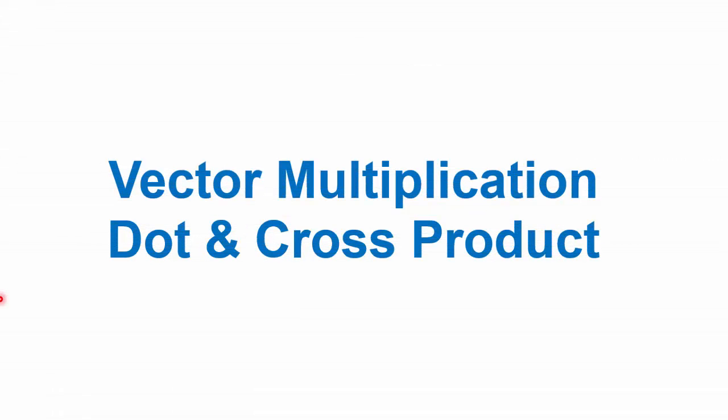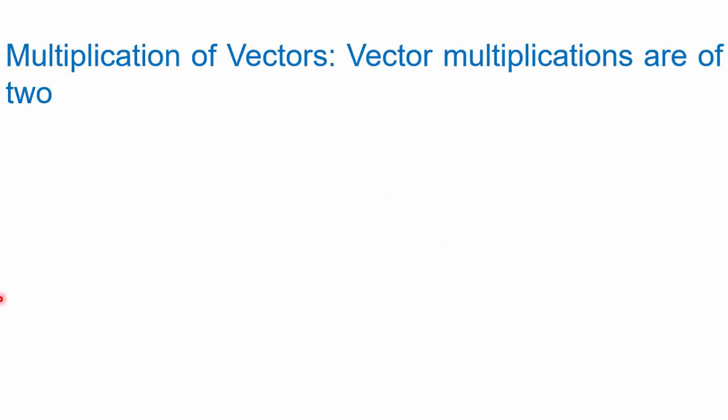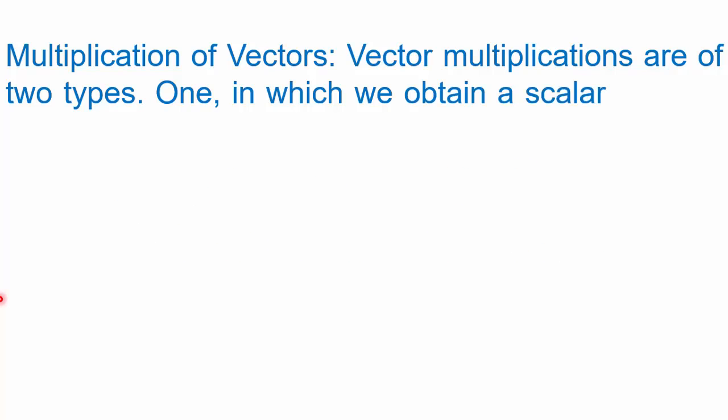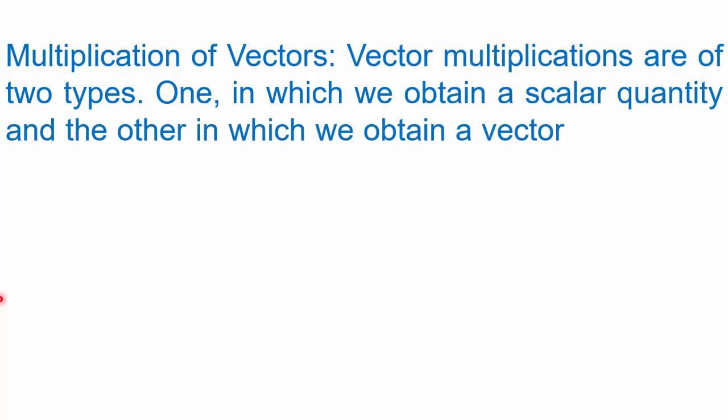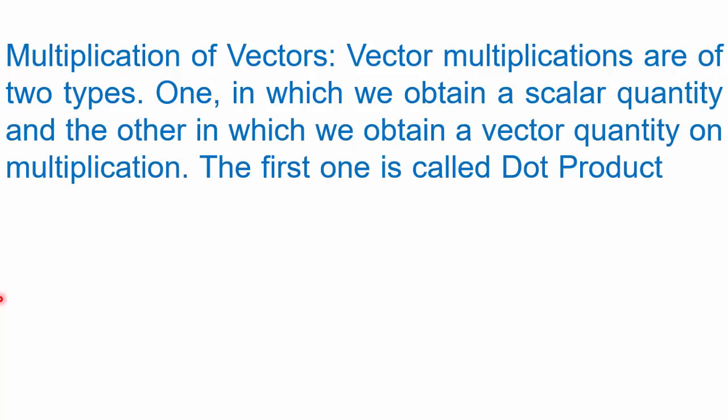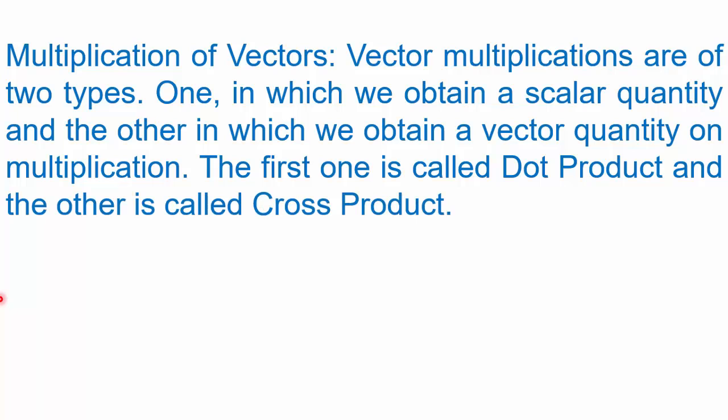We are going to discuss multiplication of vectors, that is dot product and cross product. Now, in vector multiplication, there are two types. One multiplication or product of two vectors might give you a scalar quantity. That means it will only have information about magnitude. And the other multiplication will give you a vector quantity, or itself a vector.